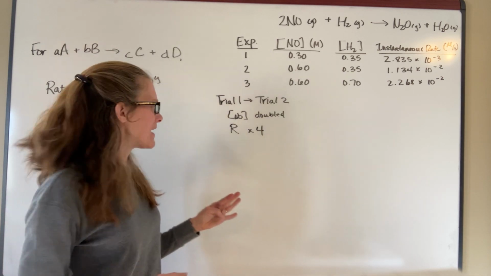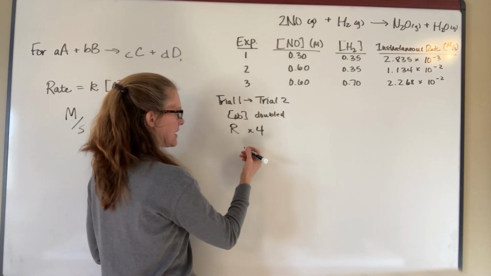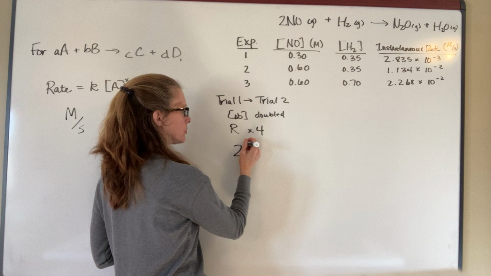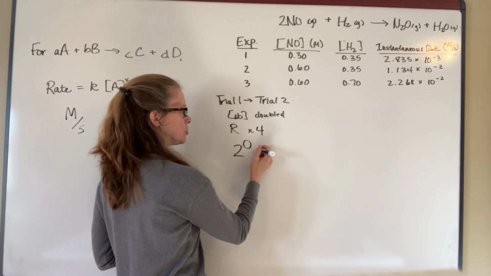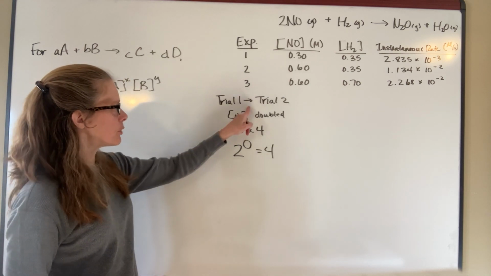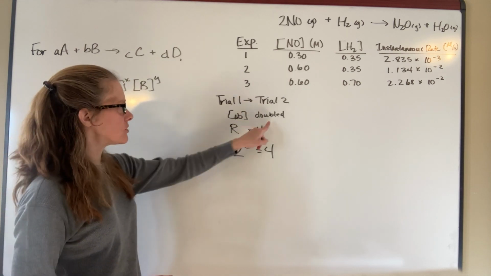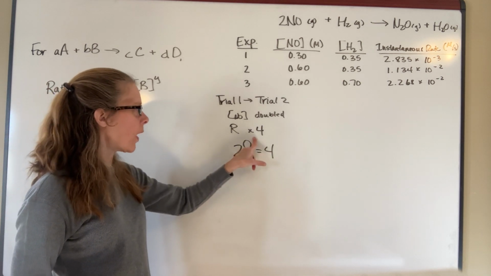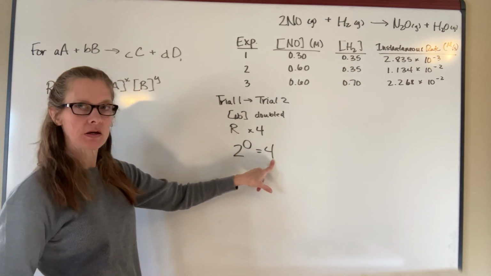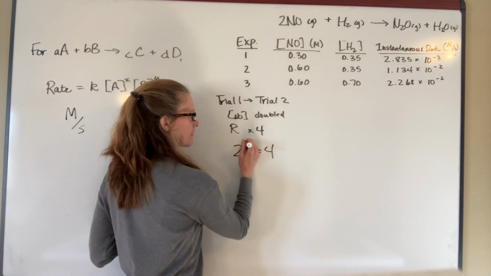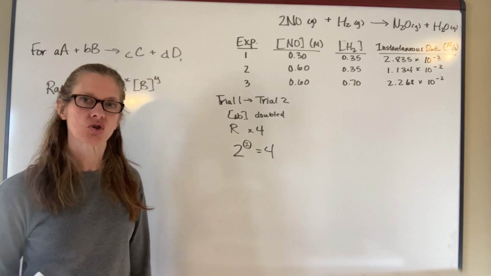So what I have to ask myself is, if the concentration was doubled, what do I have to do to the 2 to get 4 out of it? Because remember, we're looking for an exponent, and so if this doubled, that's where that 2 came from. 2 to what power is going to give me 4? Well, hopefully you can look at that and say, well, that's pretty simple. I've got to take that to the 2nd power. I've got to square it.